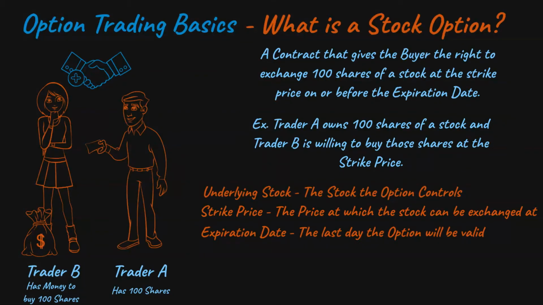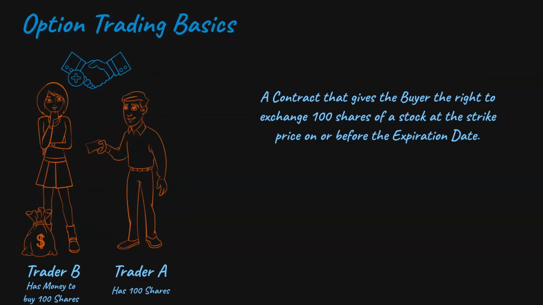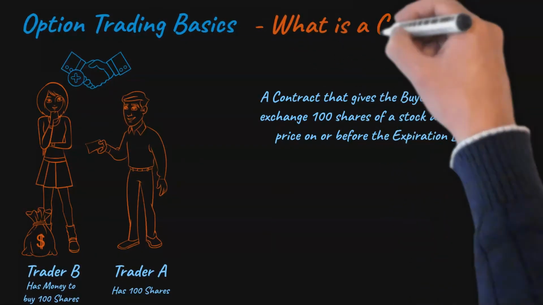Now you may have noticed that I said a stock option gives the buyer the right to exchange 100 shares of a stock, but that is a vague description. Are the shares being bought or sold? Well, it depends on what type of option contract it is. So moving on, what is a call option?